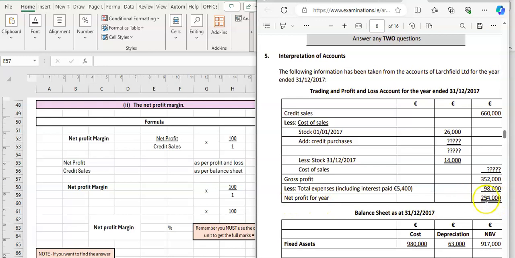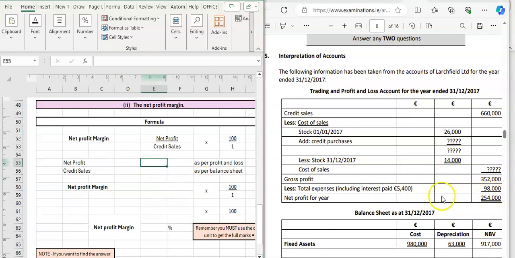Sometimes you can be asked to calculate your net profit, and your net profit is basically your gross profit take away your expenses. But for this one, we don't need to calculate anything. So identify the two figures we need. So our net profit 254,000. Your credit sales 660,000. So we identified our figures.